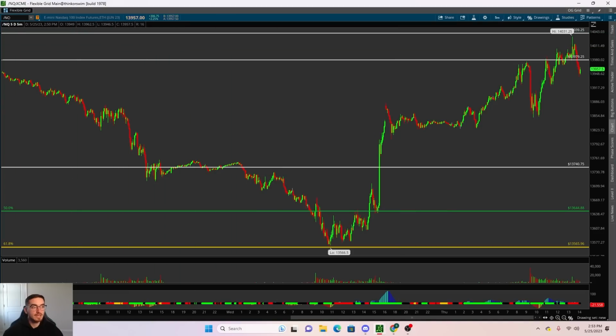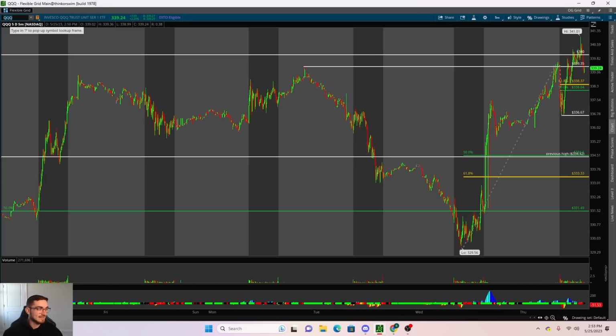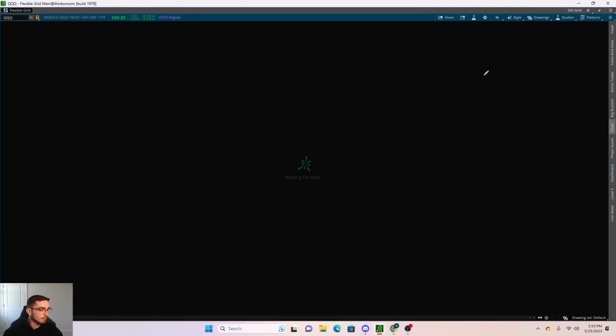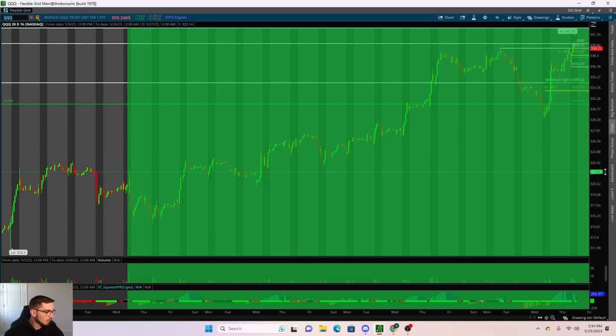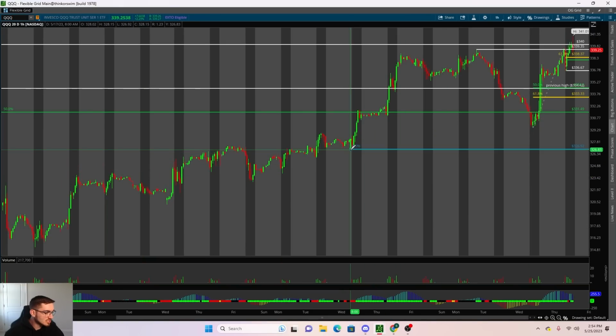Now, if we head on over to QQQ and we take that same exact 1 hour fib, so zooming out to the 1 hour on NQ, you can see this was the pivot low to pivot high that I took. So that was Wednesday in the overnight session. If we head back on over to QQQ and we look at Wednesday in the overnight session, it was right here, pivot low, pivot high.